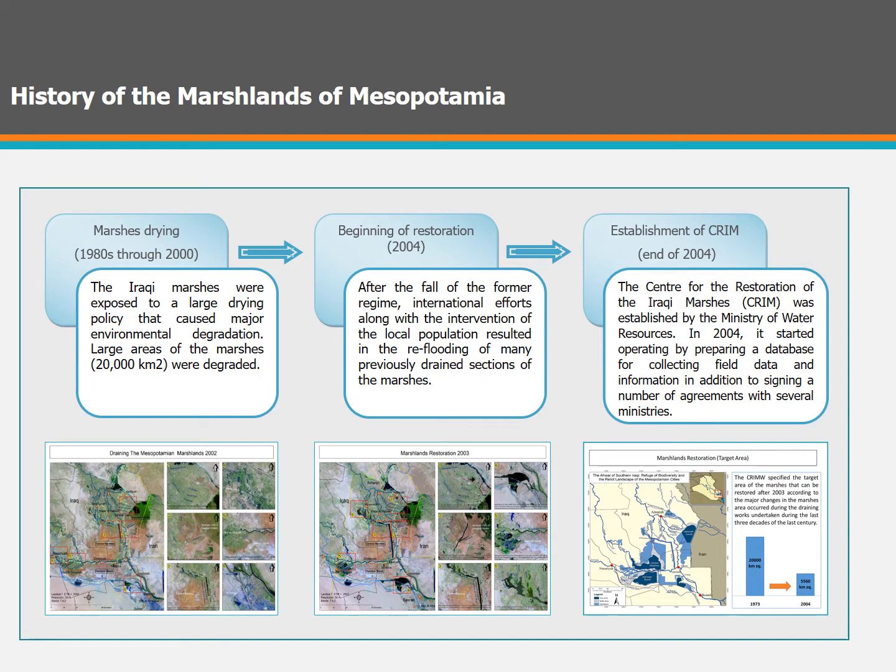As mentioned previously, 3 periods mark the history of the marshlands in the previous decades. The first ends at the beginning of the 1980s and marks the period during which the surface of the marshlands was at its widest. The second is from the 1980s to 2000, when the marshes were dried out, which caused substantial degradation. The third starts in 2004, when efforts to restore them by reflooding them were initiated, and the Center for the Restoration of the Iraqi Marshes was established.